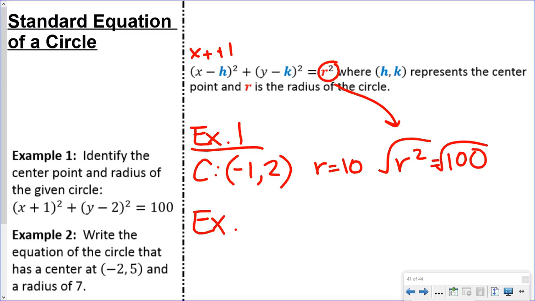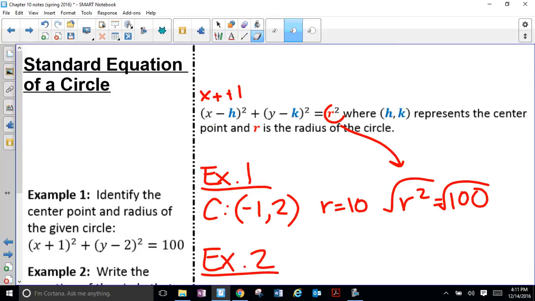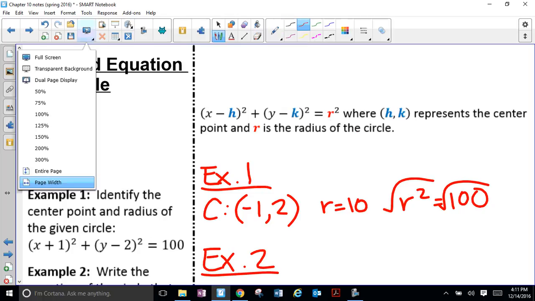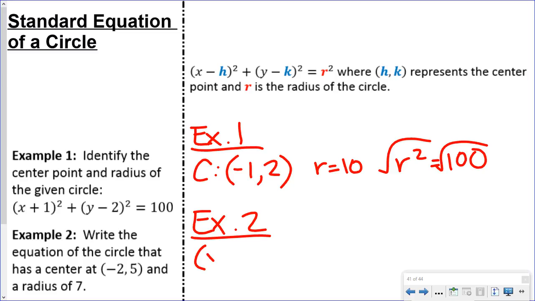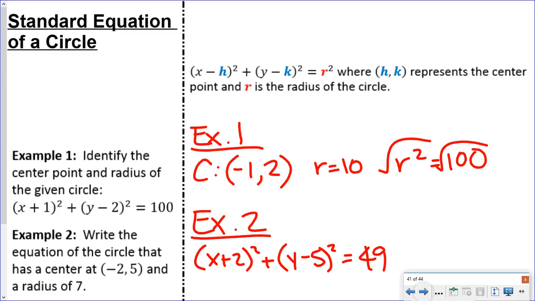Okay, so go ahead and pause it and try example 2. See if you can take the center and radius and write the equation. Okay, so you should have gotten, in parentheses, x plus 2 squared plus y minus 5 in parentheses squared equals 49. And remember, if one of them was 0, like if the center was 0, 5, then you would just have x squared with no parentheses since the h value was 0. So remember, always simplify it down as much as you can.